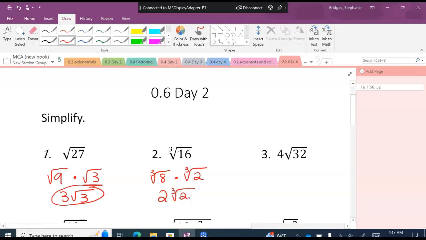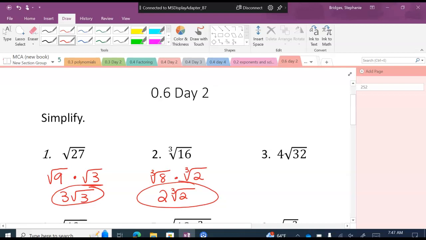One thing you need to make sure of, and this is something that happens every year, is we forget the little index, okay? If you don't put that index there, you're telling me it's 2 times the square root of 2, which is a whole completely different number. So make sure if you have an index other than a square root that you put that in your answer, and we're going to leave it just like that. Everybody okay with that one?